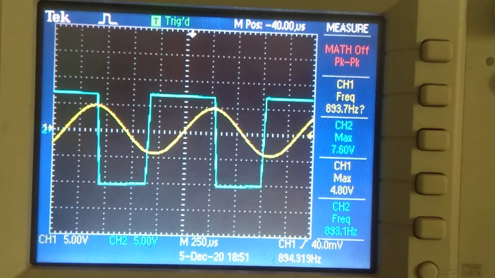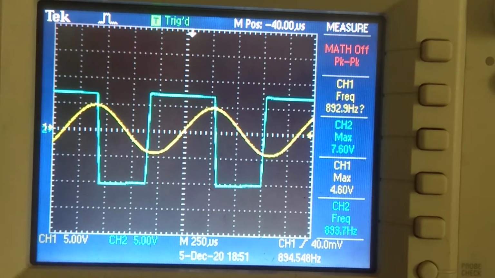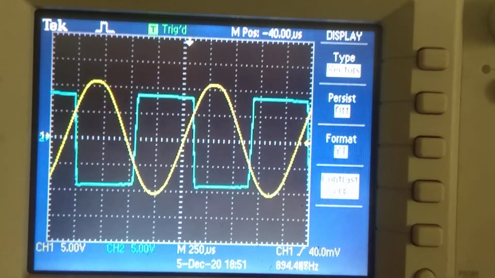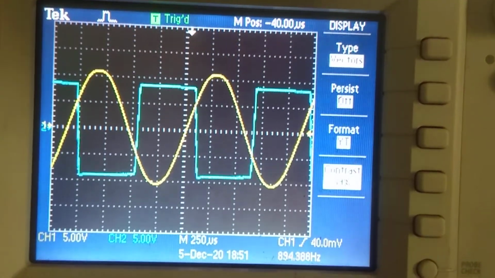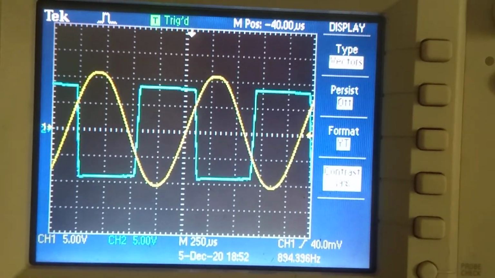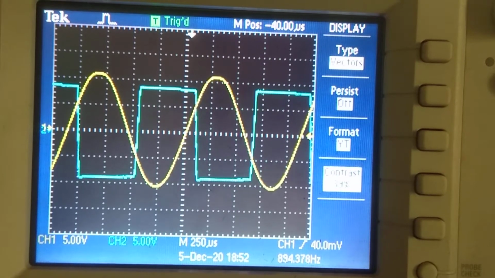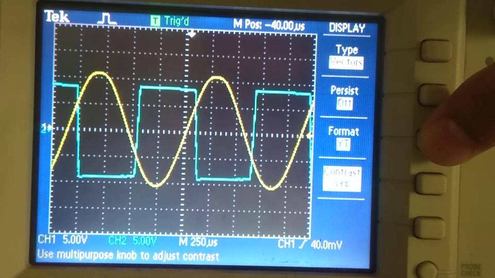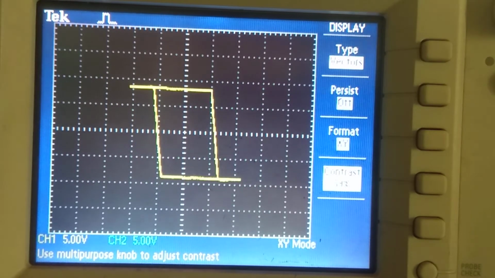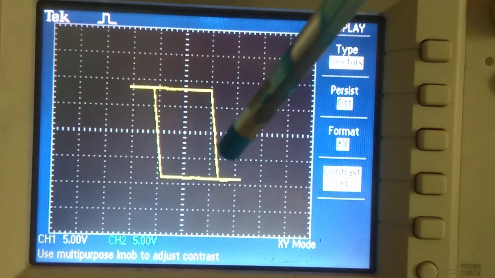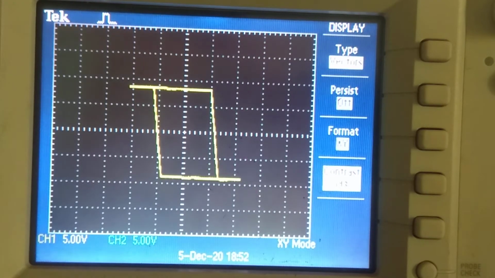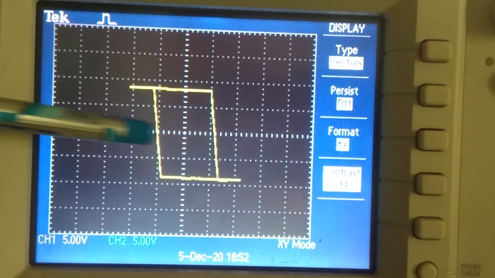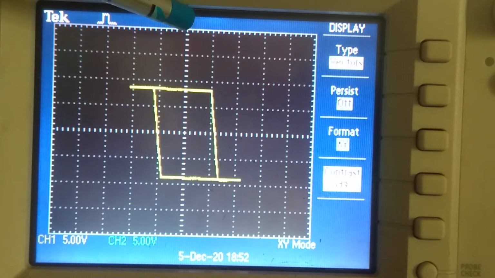Now if you want to see the hysteresis curve, the transfer characteristics, now let me go to display first, and then here you will get the format. There you just tap and you will get the XY format. Now if you see, this horizontal is your input and this vertical is your output.